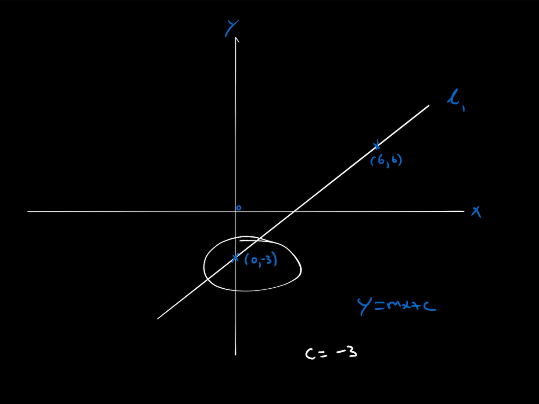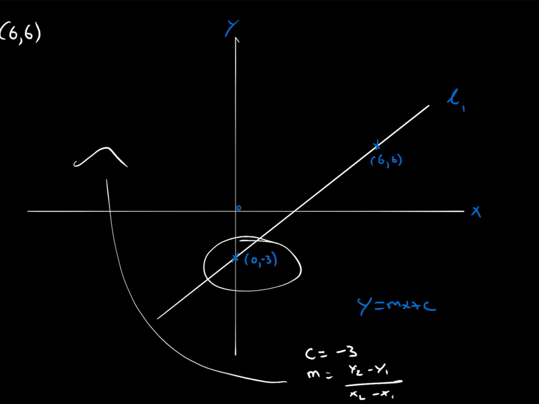Our gradient is m, and the formula for gradient is y2 minus y1 over x2 minus x1. So let's do it here. We can try the 2 points here: 6, 6 and 0, minus 3. Let's call these our points.